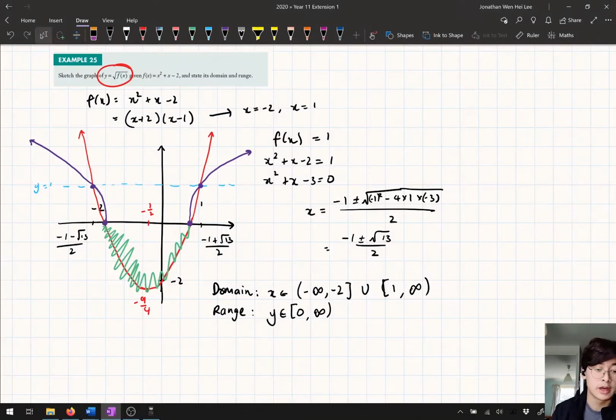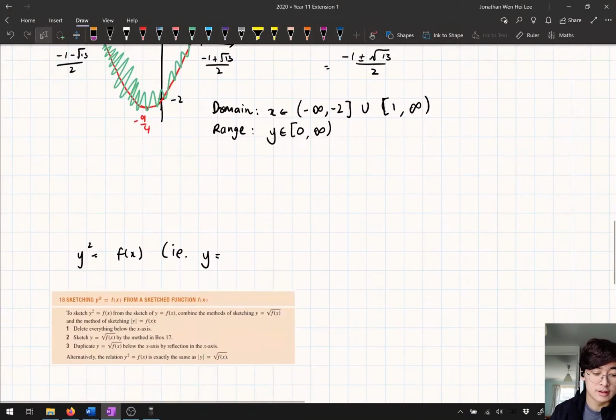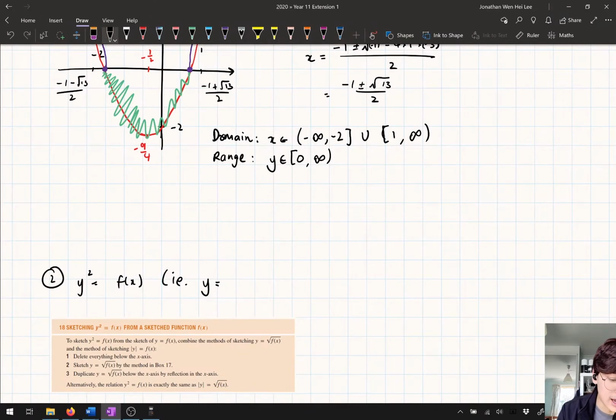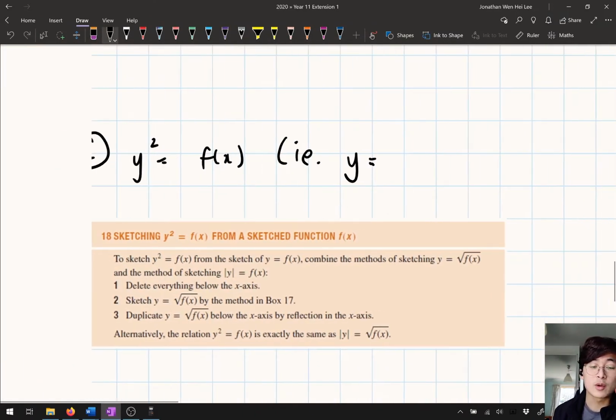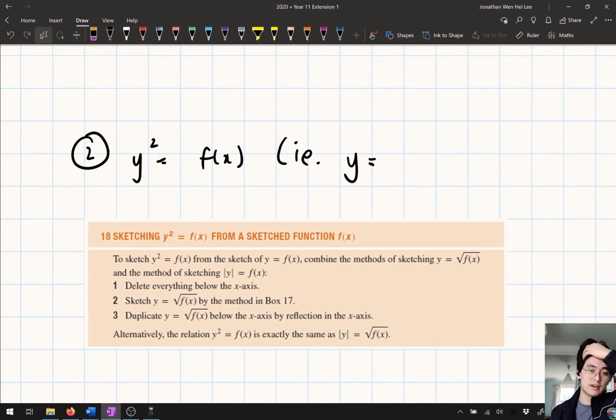Hopefully that was helpful. What we're going to do in this next section is, this section also asks us to graph y squared is equal to f of x. Now, y squared is equal to f of x. This is actually quite easy. If you can get the square root part, this is actually quite easy.